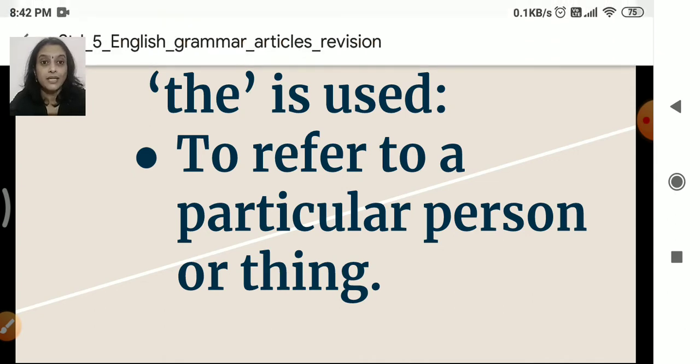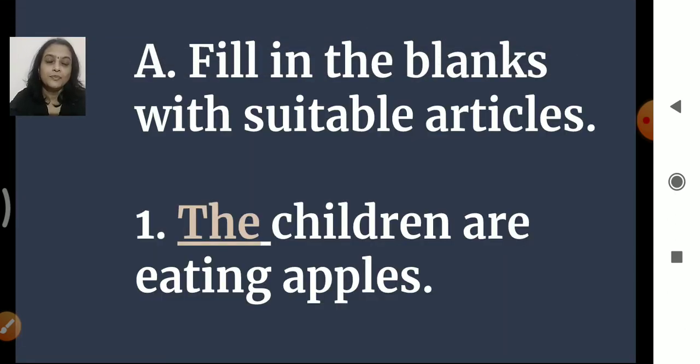So I hope you remember this. Okay, now we'll solve the examples which are given in your book. Ready with the grammar book and pen? Okay, so let's move. The question goes, fill in the blanks with suitable articles. So you have to fill in the articles. The first one: dash children are eating apples. We are talking here about some particular children. That is why your answer will be the. So we have used the article the here. The children are eating apples.